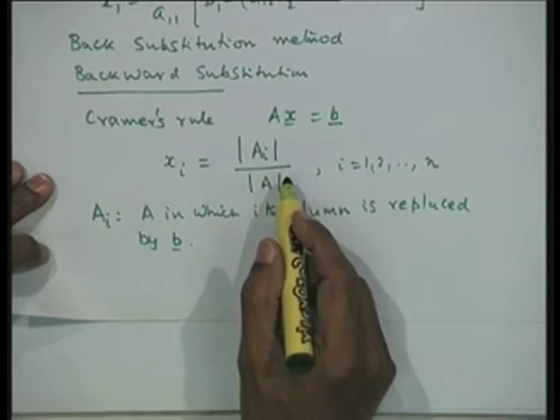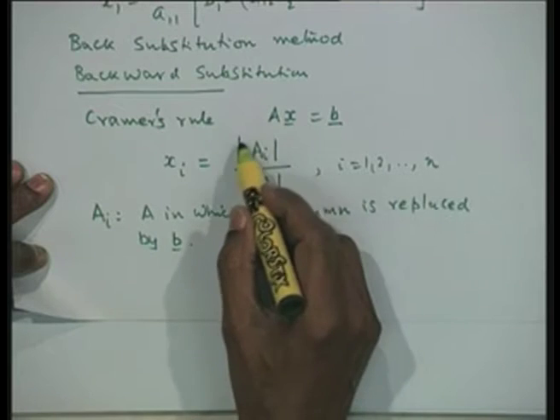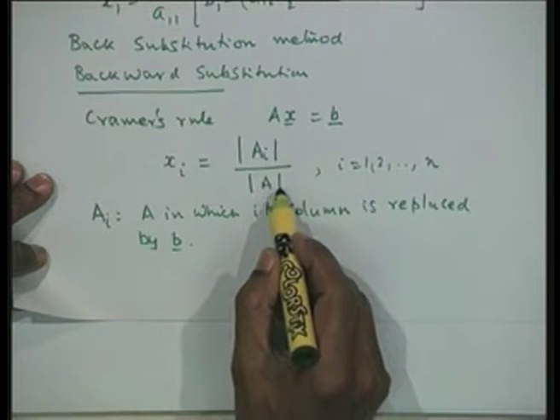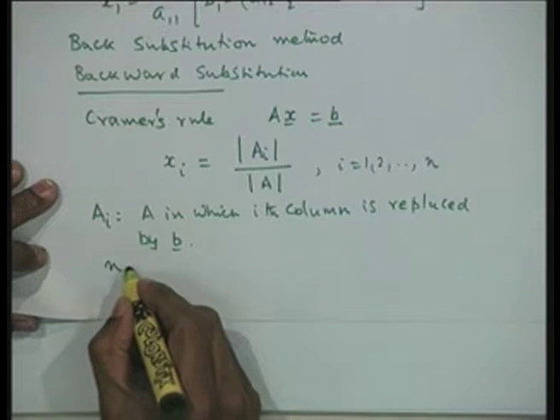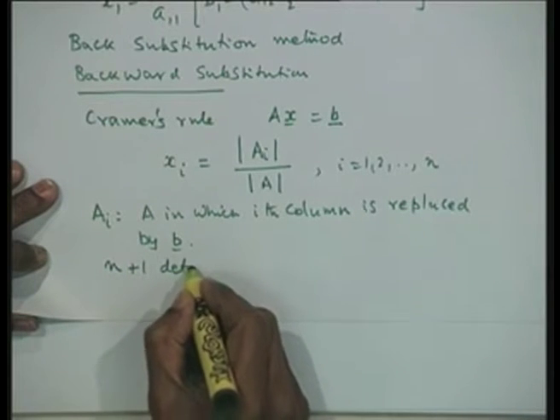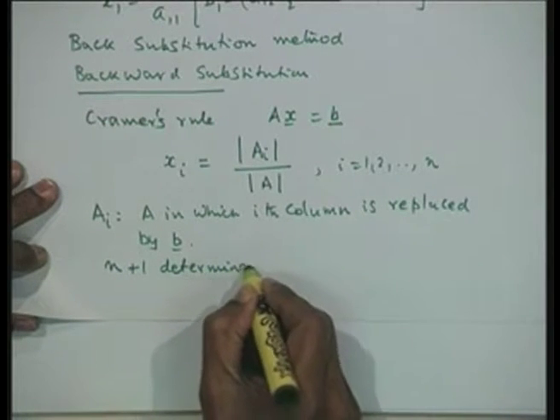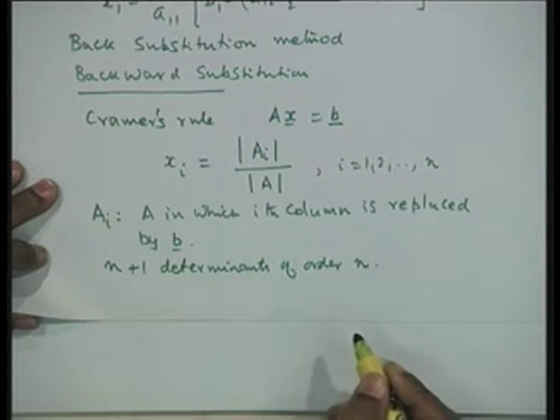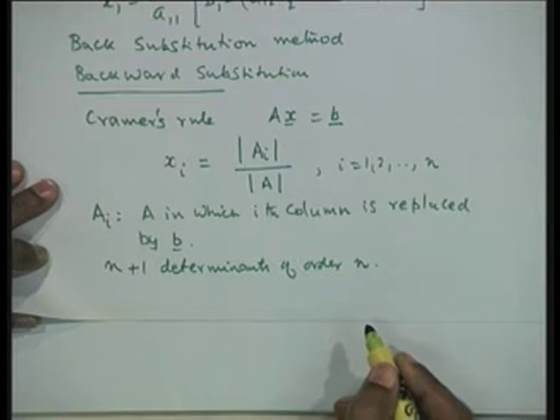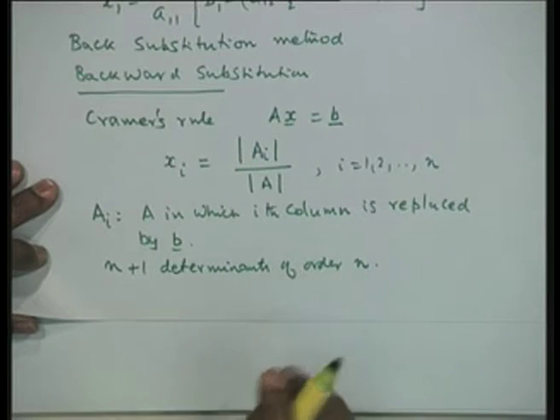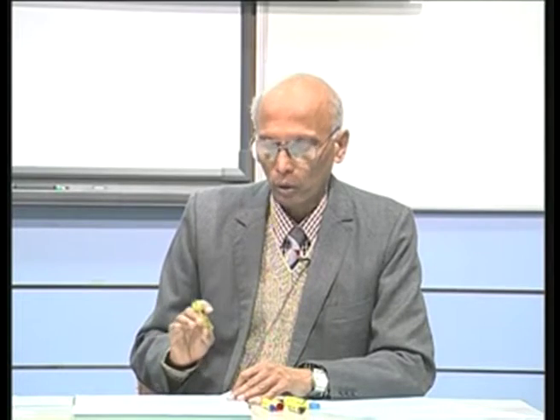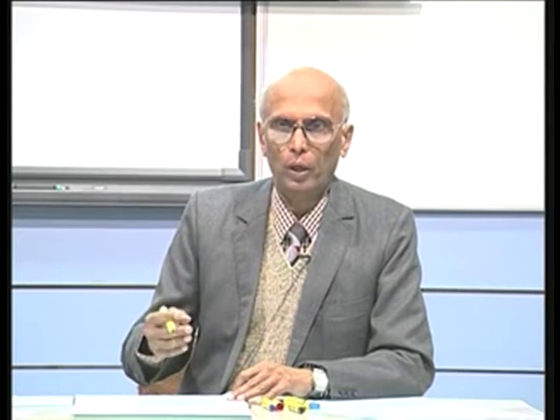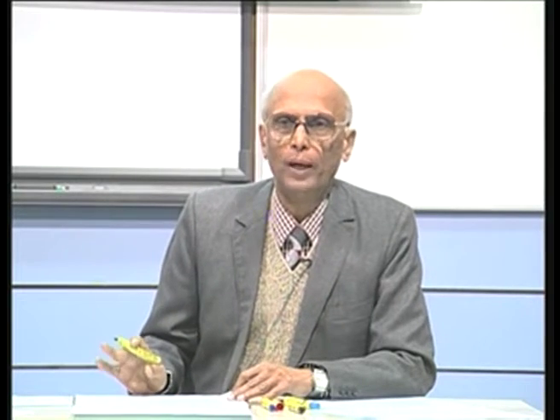Therefore, to use Cramer's rule, I need to evaluate n determinants in the numerator and one determinant in the denominator. Therefore, I need to evaluate n plus 1 determinants of order n. Now, if I want to expand the determinant by the method that we know, that means finding the cofactors, multiplying and simplifying, it will take almost factorial n operations for the total computation.